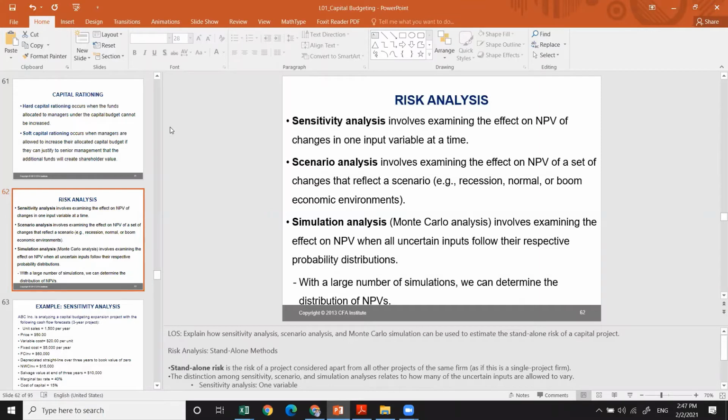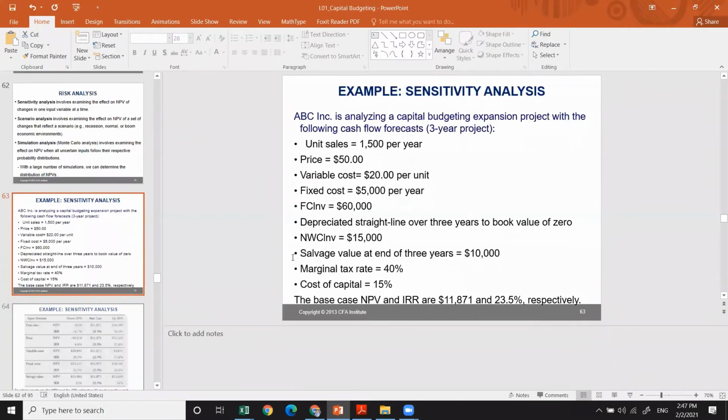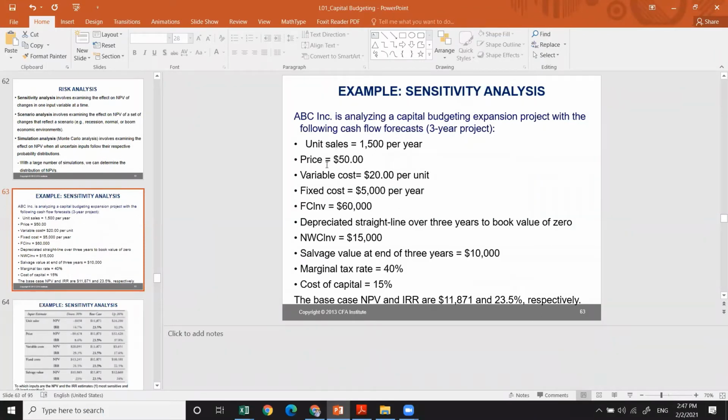What do I mean by changing only one variable? We are given here several variables: unit sales, price, variable cost, fixed capital investment, depreciation, net working capital, salvage value, tax, and the cost of capital. So these are the variables that are given. If you change just one variable, not all of them, how will your NPV be affected? What will be the impact on your NPV if you change only one variable? This is called a sensitivity analysis.